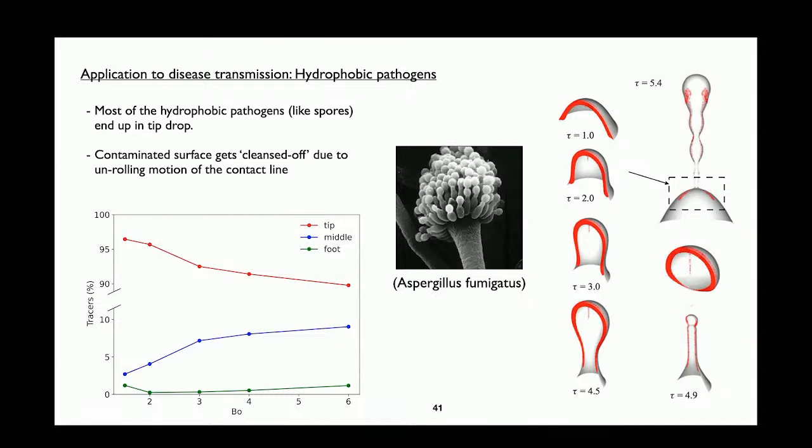So when we put these hydrophobic tracers here and we accelerate, what we see is that most of the tracers end up in the tip drop, above 90%, even at high Bond number, and very few tracers remain at the contaminated surface. So the initially contaminated surface gets cleansed off, and this is a perfect example to show the lifting up motion, or the unrolling motion, of the contact line, because this is a receding contact line.